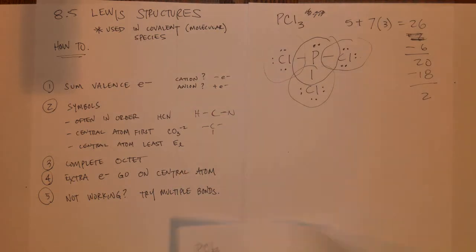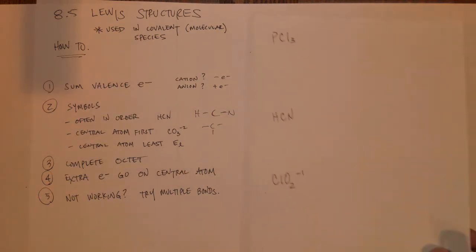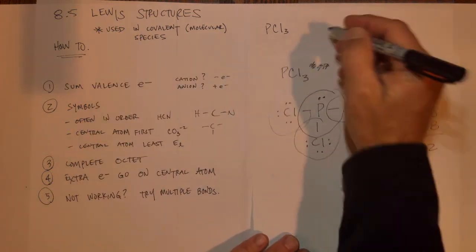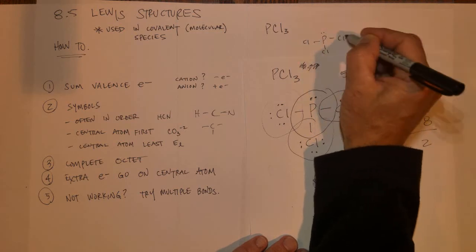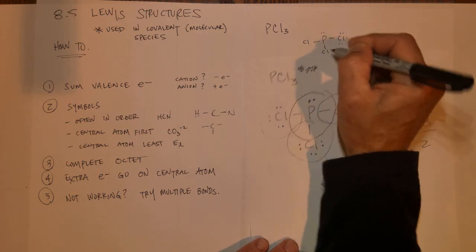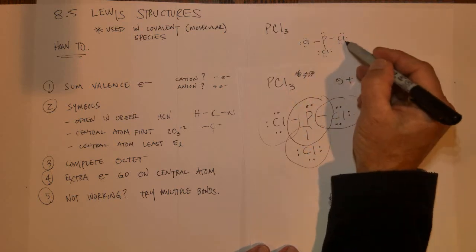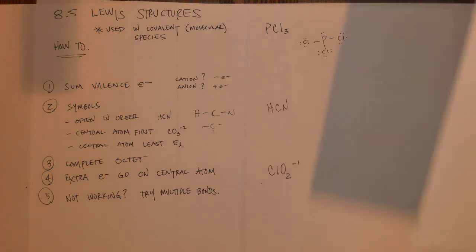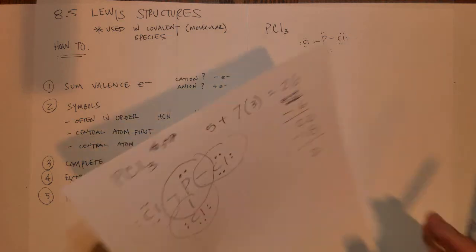So let's do a couple more examples here where we'll go through those 5 steps. PCl3 is one that I just did, and I have that at the top right here. That ended up being the P with the Cl's around it, and then we ended up with a pair of electrons. That's called an unshared pair on the phosphorus here, and then each chlorine had 3 unshared pairs and 1 shared pair with the phosphorus, ending up using up all 26 electrons total and completing the octet for everything.